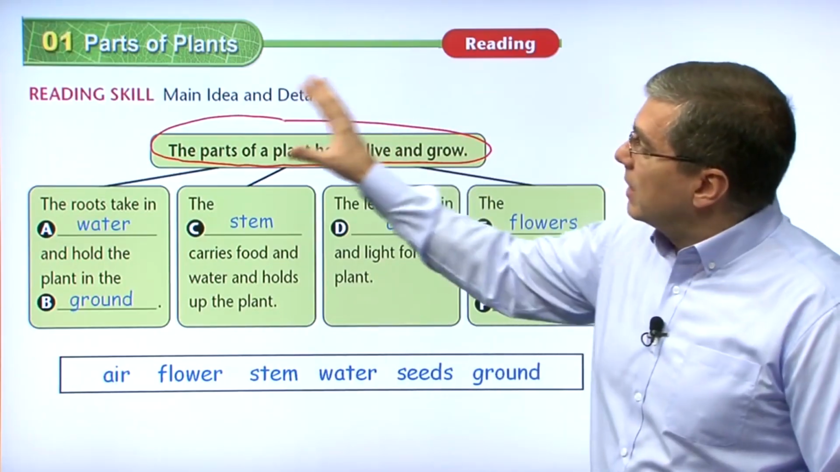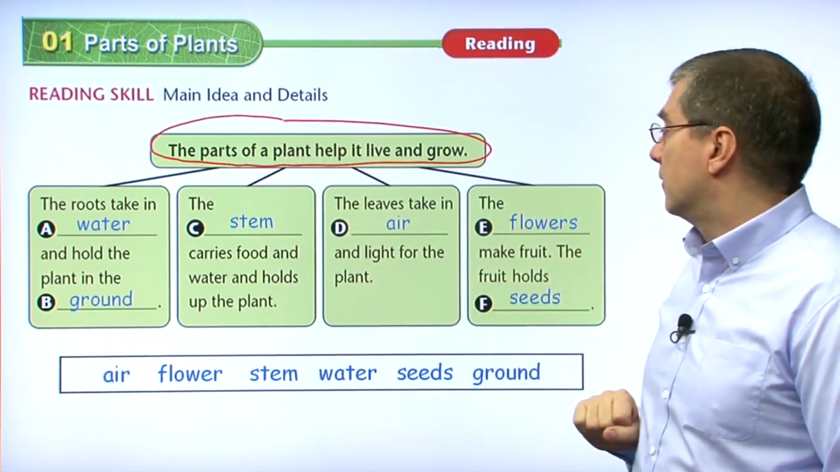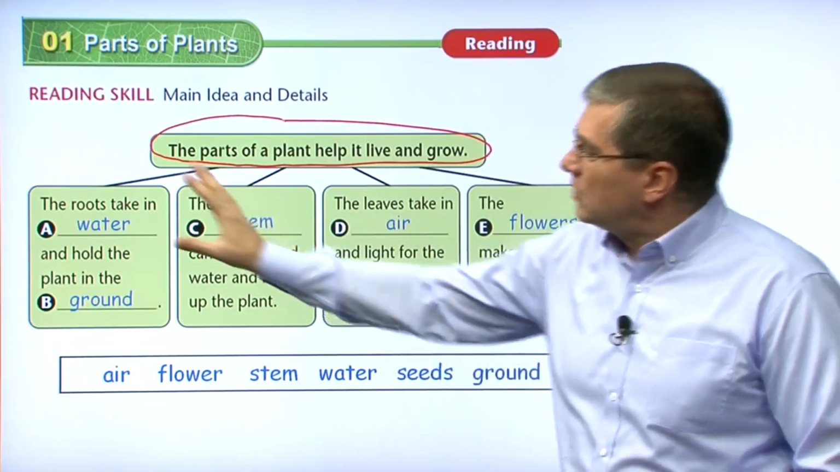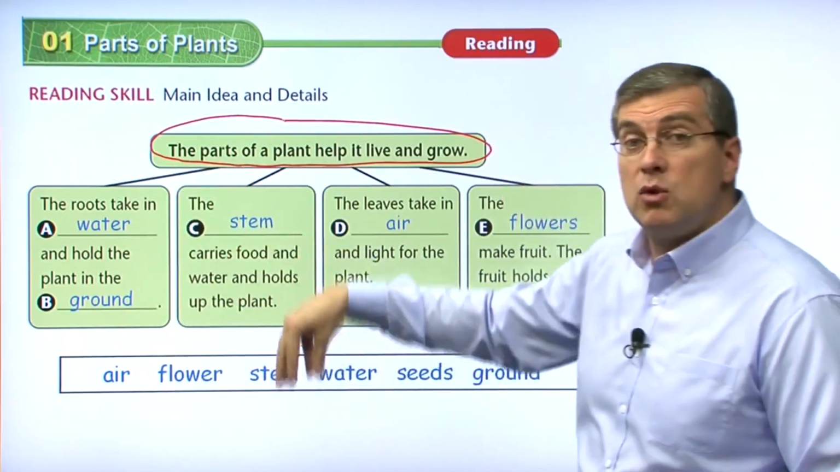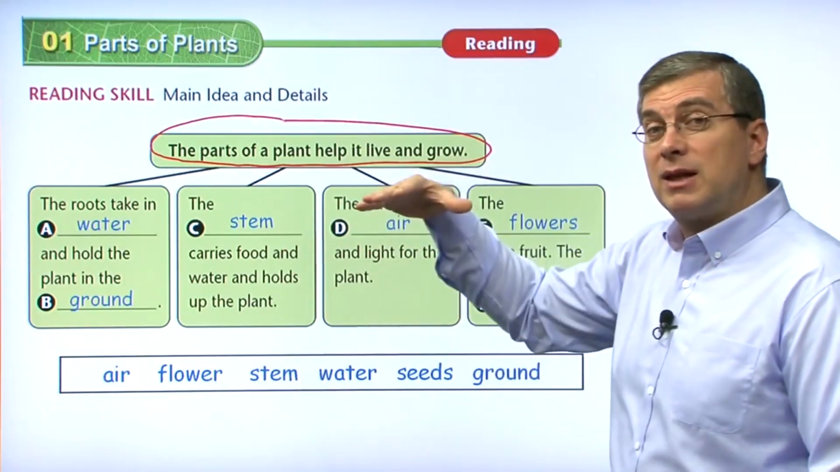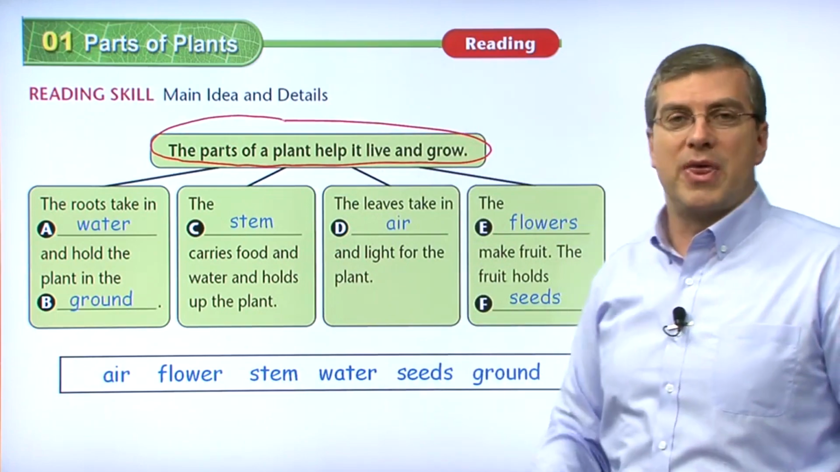So this is our reading skill. This is our main idea. These are the details, okay, for the reading passage. And as you can see, it's very well organized. We started at the roots, the bottom. We moved up to the stem. Then we talked about the leaves. And finally, at the top of the plant, we talked about the flowers and what they do.